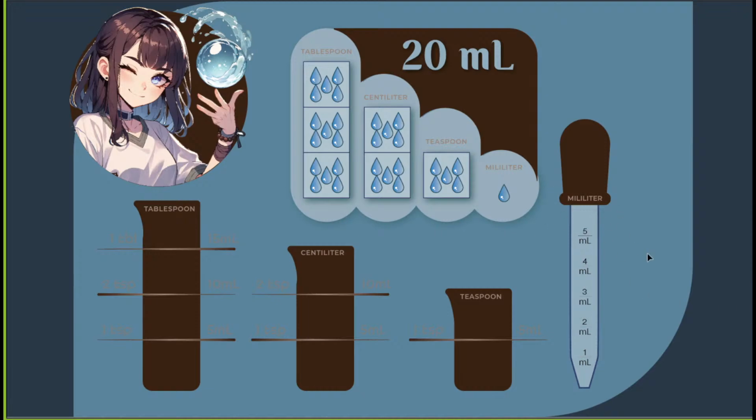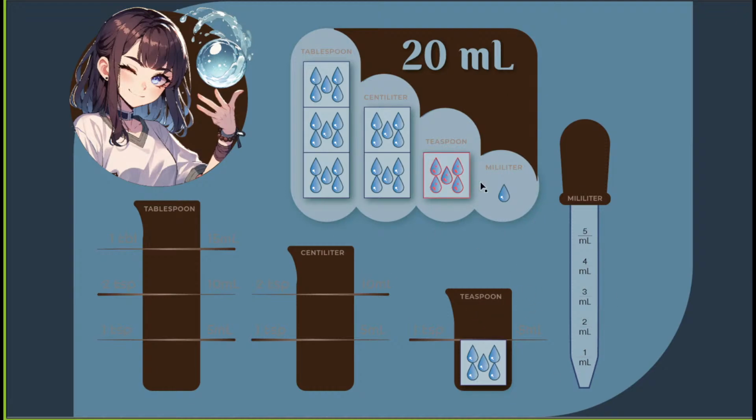So we're going to go ahead and fill up our 5 milliliter dropper. We're going to squeeze in 1 drop, 2 drops, 3 drops, 4 drops, and 5 drops. Now that our 5 milliliter dropper is full, we're going to put each of these drops inside of the teaspoon. Glug, glug, glug, glug, glug. And now we have 1 teaspoon full, and this teaspoon has 5 milliliters inside of it. We're not quite at 20 yet, but we're on our way there.